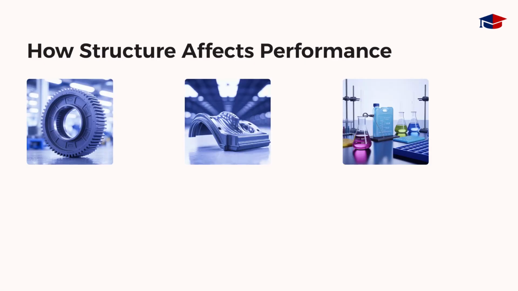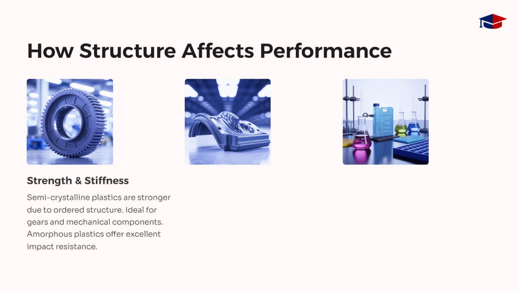So, how does polymer structure affect product performance? The way polymer chains are arranged directly influences how your part performs in the real world. Number one, strength and stiffness. Semi-crystalline plastics are typically stronger and stiffer because of their ordered structure. This makes them suitable for gears, bushings, and mechanical components. Amorphous plastics, while less stiff, offer excellent impact resistance, making them ideal for housings and protective covers.